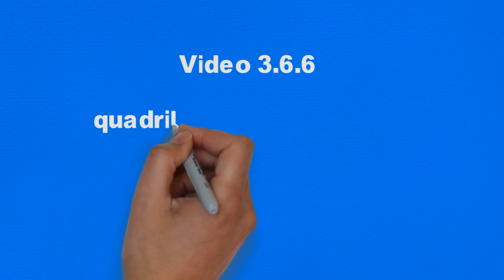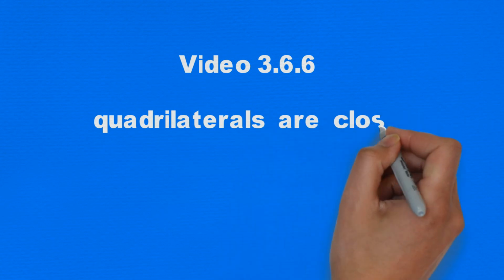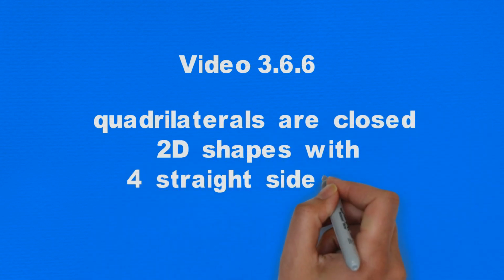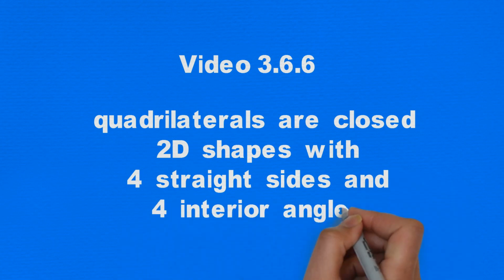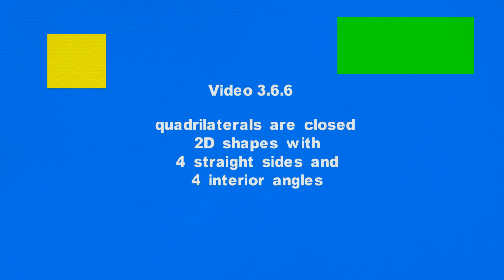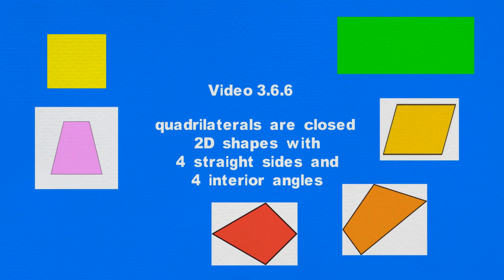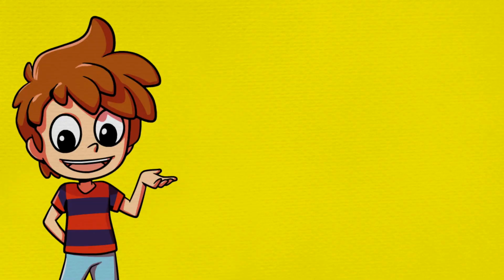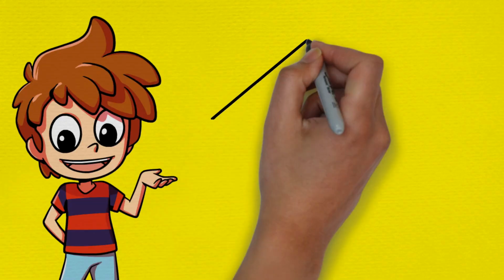In video 3.6.6, Max and Min had learnt a lot about quadrilaterals, which are closed 2D shapes with 4 straight sides and 4 interior angles. There are very many differently shaped quadrilaterals, but the twins were mostly interested in 4 of the special ones. Max reminded his sister about it.